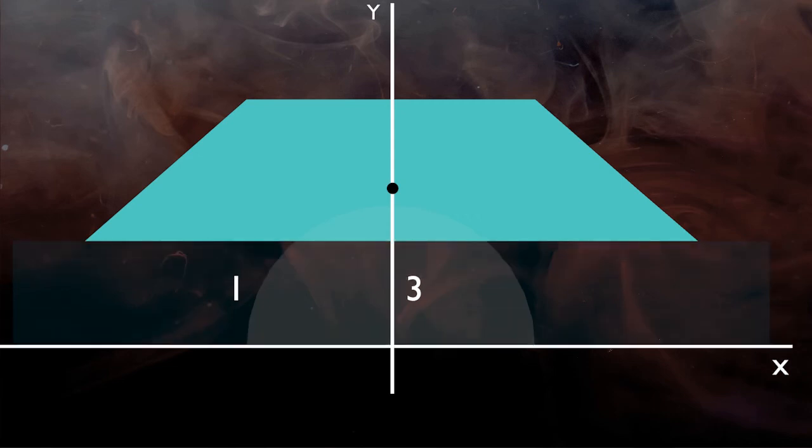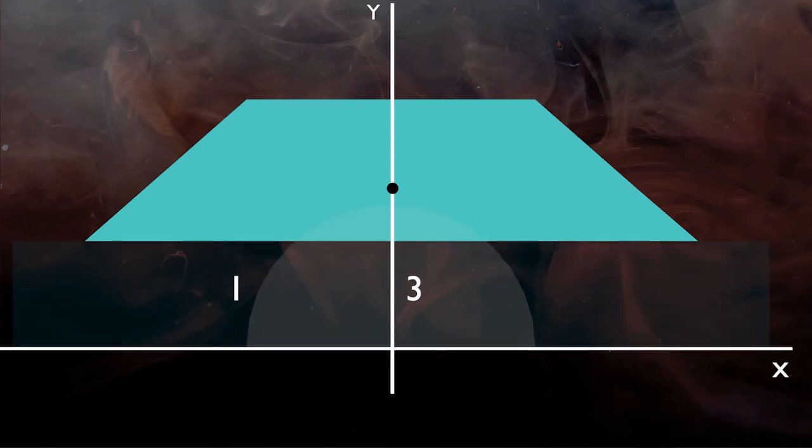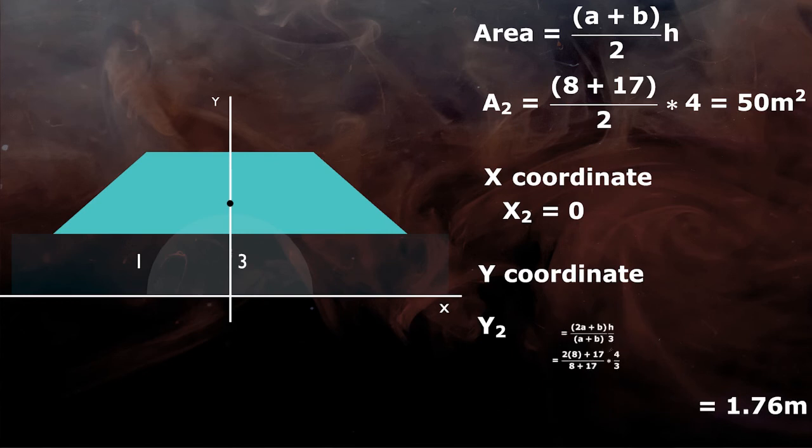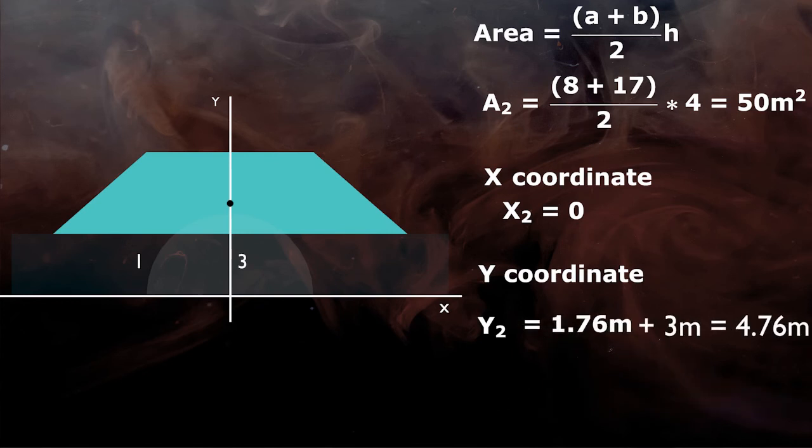Location of x-axis is some distance away from trapezoid, so some change in coordinates will be necessary. So to find out final y coordinate, we have to add this distance from x-axis to the previously found coordinates of shape. This distance is same as width of rectangle, that is 3 meter. Now area is same, final x coordinate x2 is 0 and y coordinate y2 will be 1.76 meter plus 3 meter equals to 4.76 meter.